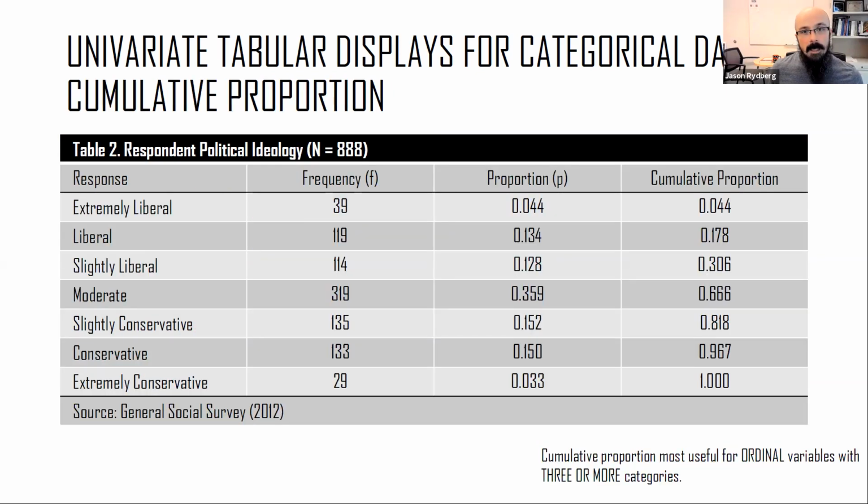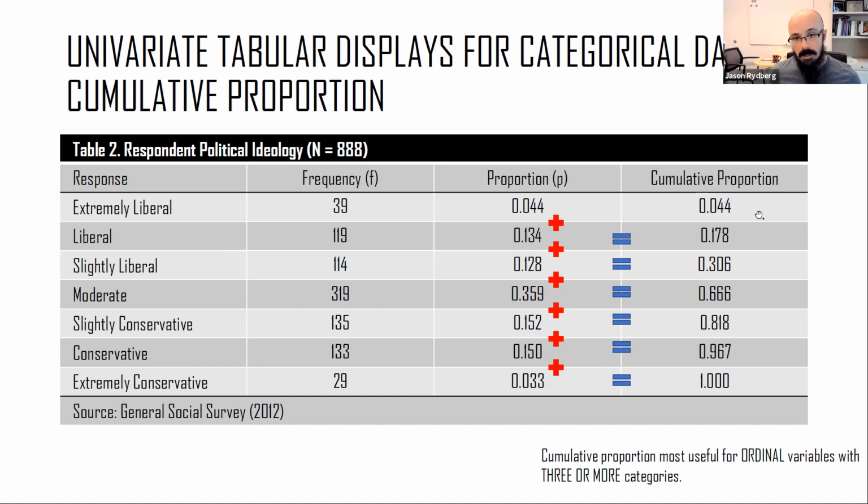So if we have an ordinal variable, a useful measure, a proportion, or you could also do a percentage here as well, is the cumulative proportion. This is, from category to category, how much of the total sample has been represented by all the categories up to this point. So for instance, let's say this variable is political ideology. This ranges from extremely liberal to extremely conservative. Now it's ordinal. So we could say only 4.4% of the sample identifies as extremely liberal, 13.4% identify as liberal, and 12.8% identify as slightly liberal.